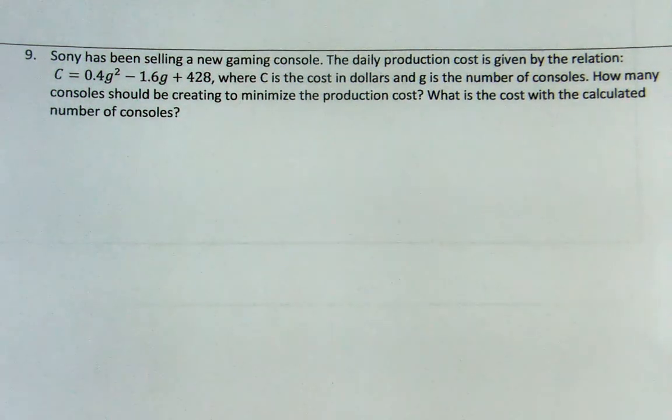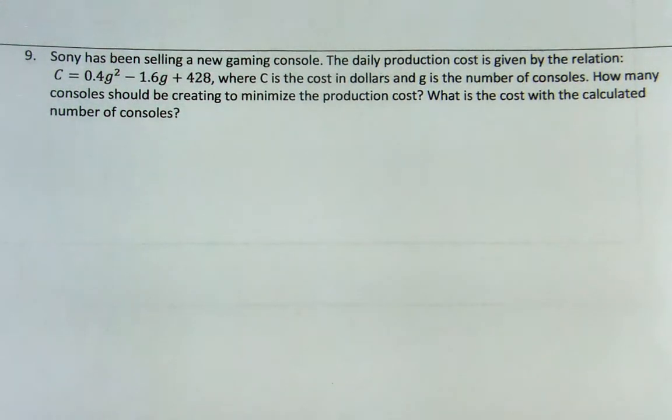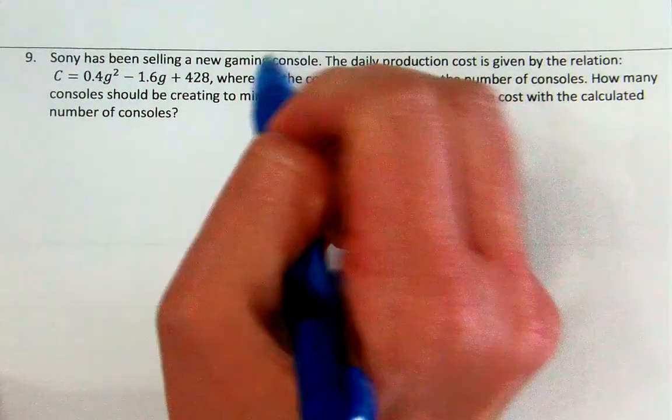Number 9. Sony has been selling a new gaming console. The daily production cost is given by the relation right here. C equals 0.4 g squared minus 1.6 g plus 428. C is the cost in dollars and G is the number of consoles that are being produced. How many consoles should be created, not creating, to minimize production cost? And then what is that cost associated with that number of consoles?